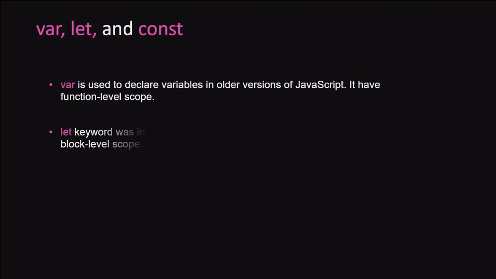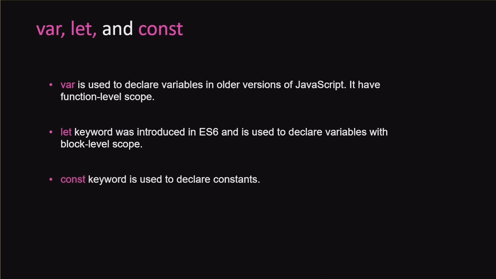The let keyword was introduced in ES6 and is used to declare variables with block-level scope. This means that a variable declared with let is only accessible within the block in which it is declared, that is, within the curly braces. The const keyword is used to declare constants, which are variables that cannot be reassigned once they are initialized. Like the let keyword, it is also block-level scope. The only difference is that it can't be reassigned with a new value.